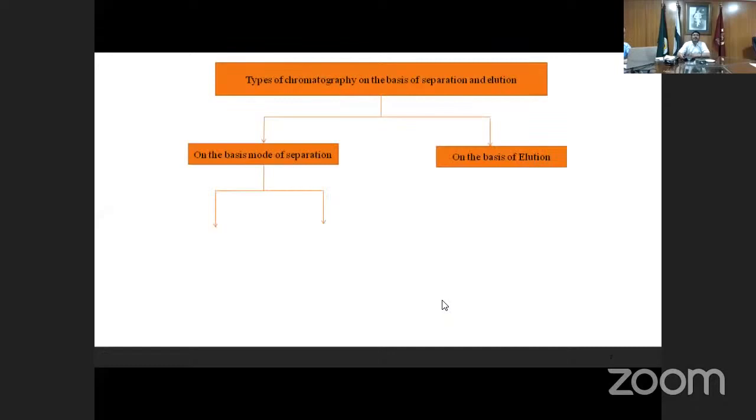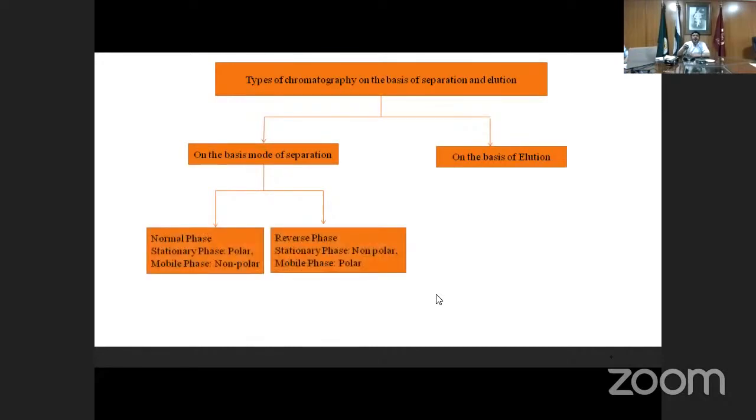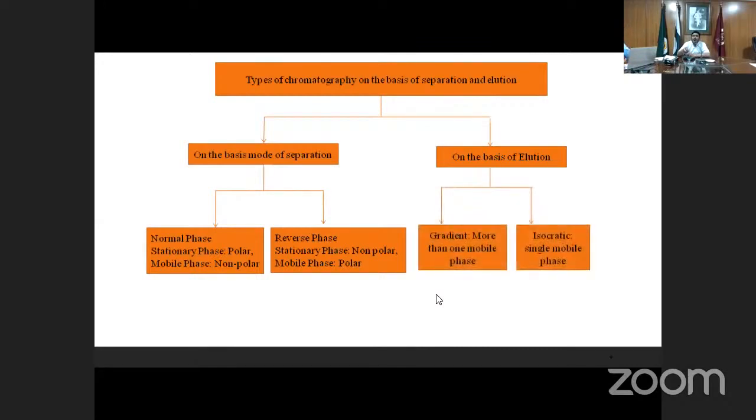This is the types of chromatography on the basis of separation and on the basis of eluent. On the basis of separation, we use two kinds of column: the normal phase column, and the reverse phase column used in analytical HPLC. On the basis of eluent, there are two modes: isocratic mode and gradient mode. I will explain isocratic in more detail in the next slide. In isocratic mode, we use a single mobile phase, not a single solvent. In gradient mode, we use more than one mobile phase.